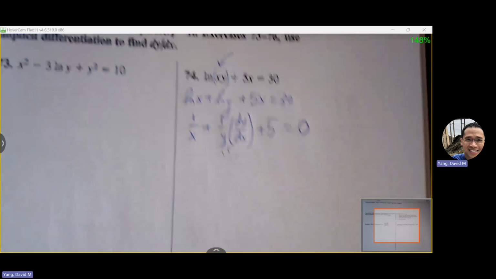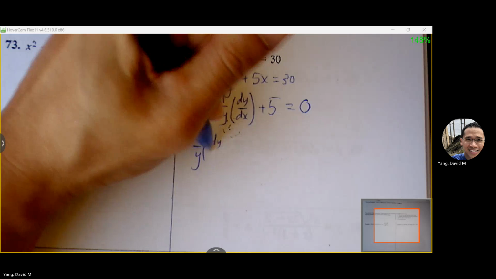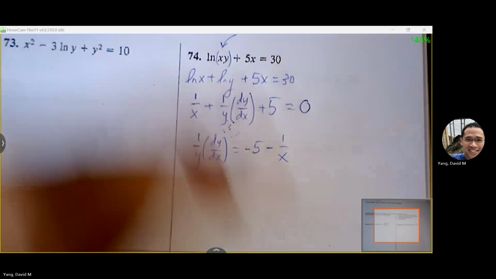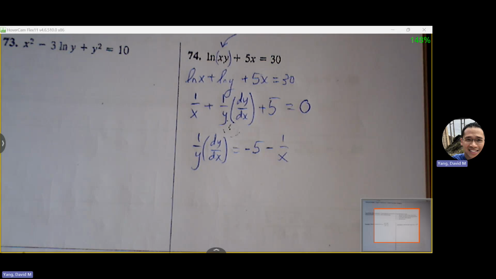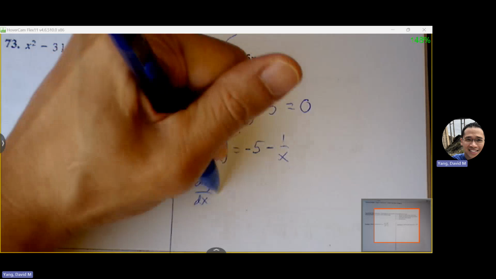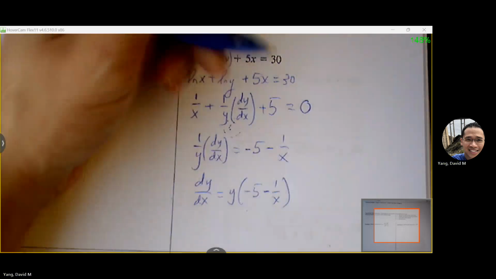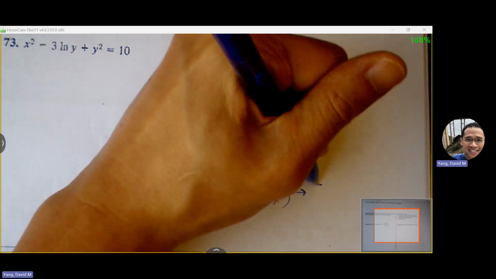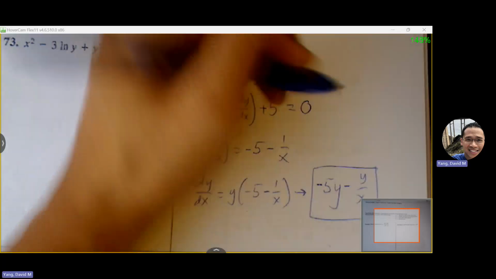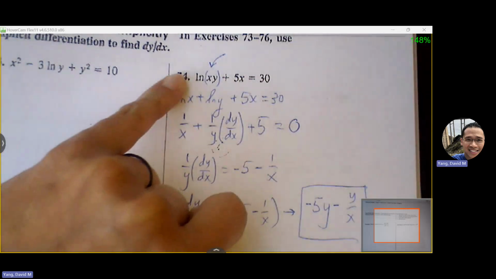Right, so now the rest of it is just trying to get dy/dx by itself. Dividing by y is the same thing as multiplying by the reciprocal, 1 over y. So you can leave it like this, or you can leave it as this. So this is our slope formula, the slope derivative for whatever this graph looks like.